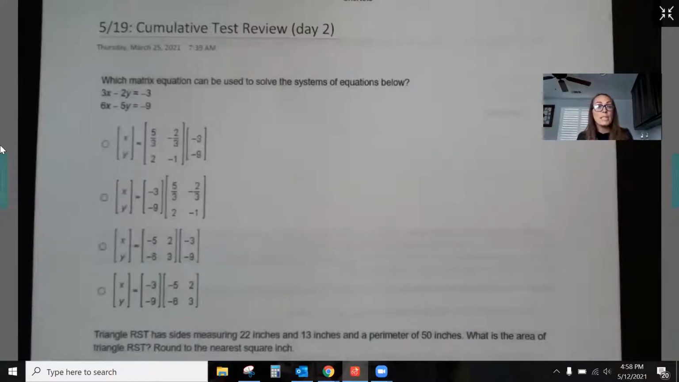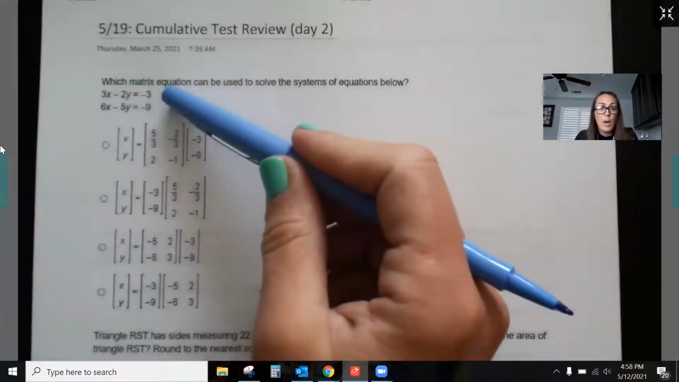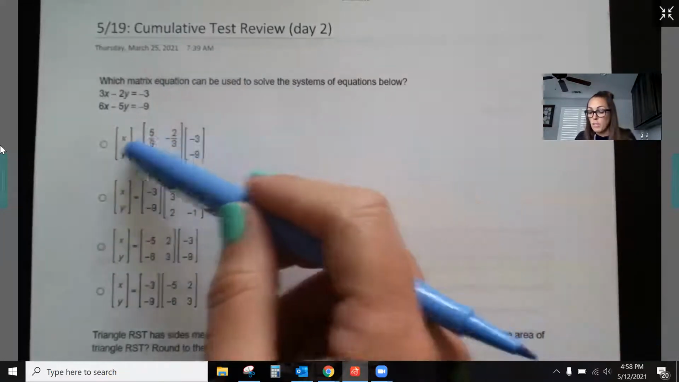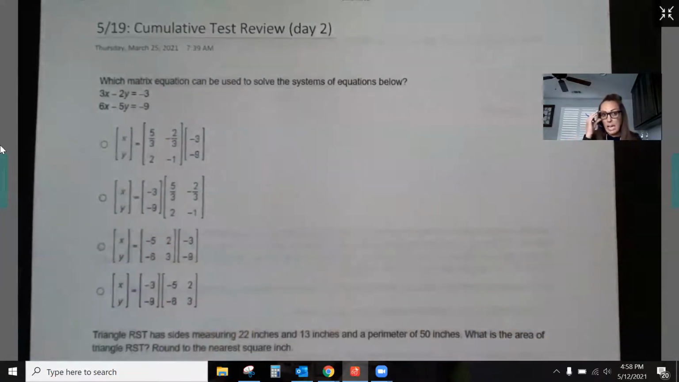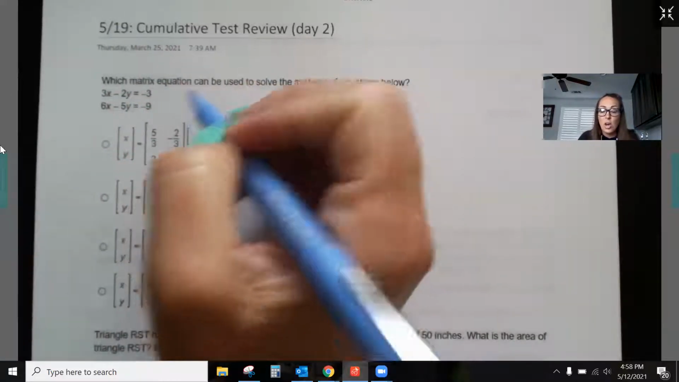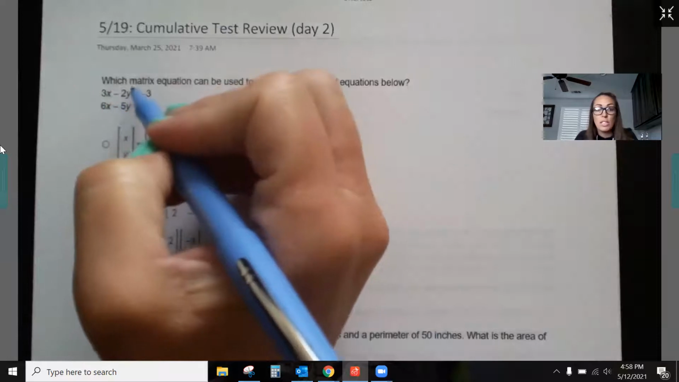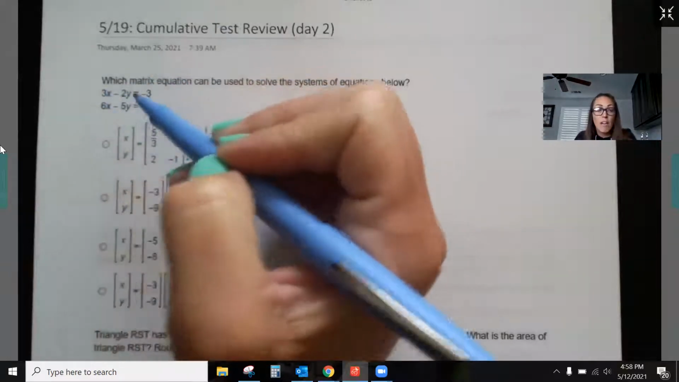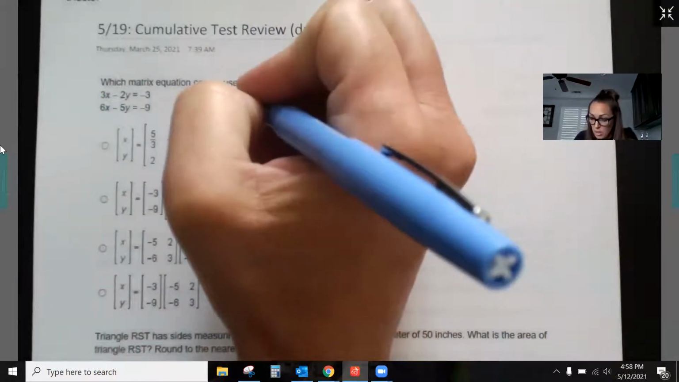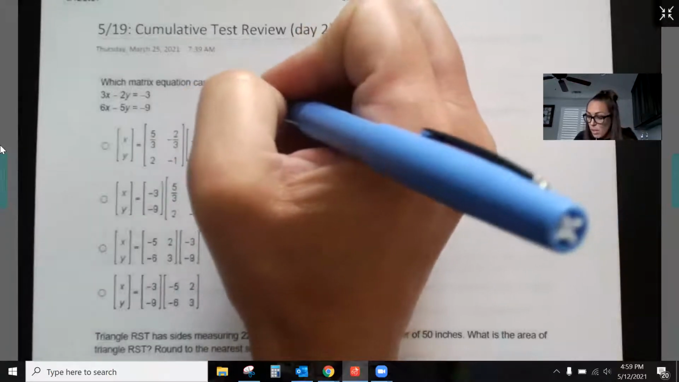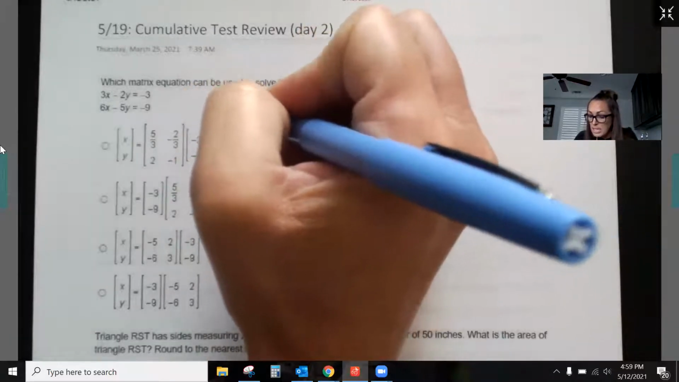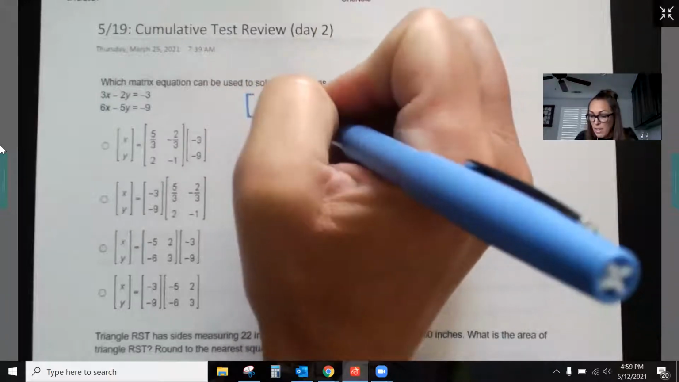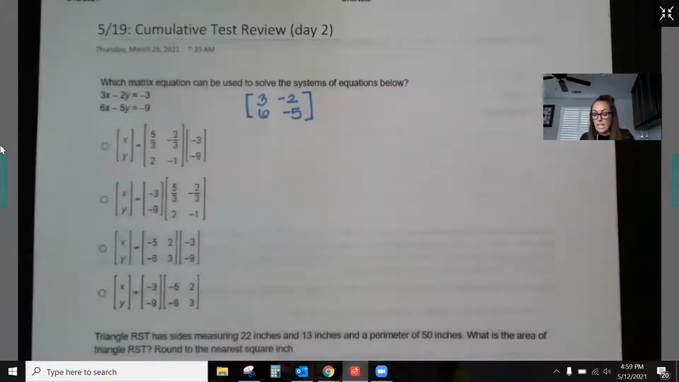All right, so matrices, good old matrices. First thing we're asked to do here is take the system of equations and put it into matrix form, so that an XY matrix is equal to something. First I'm going to take the coefficient matrix. Remember, the coefficient matrix is taking the coefficients of our X and Y values. So when I look here, I have 3 and -2, 6 and -5. These are the coefficients of each equation.